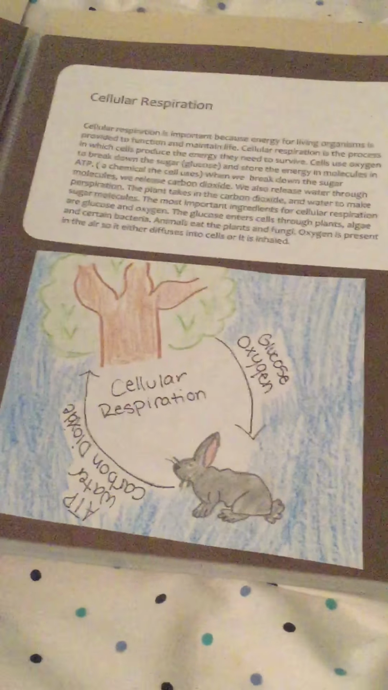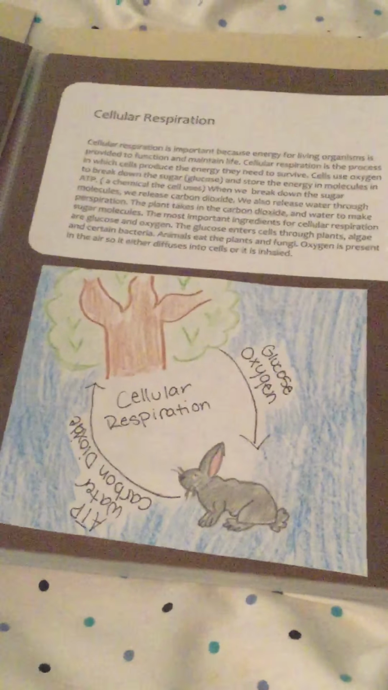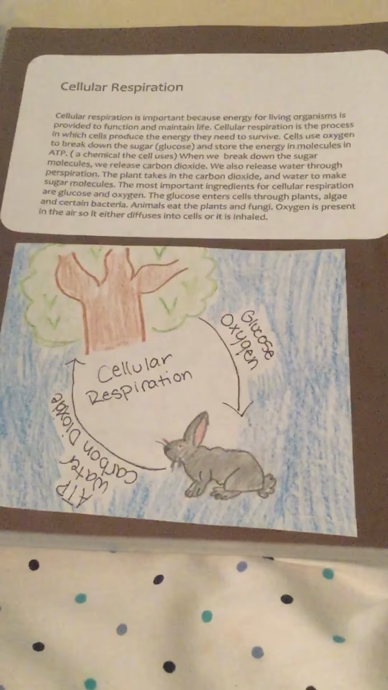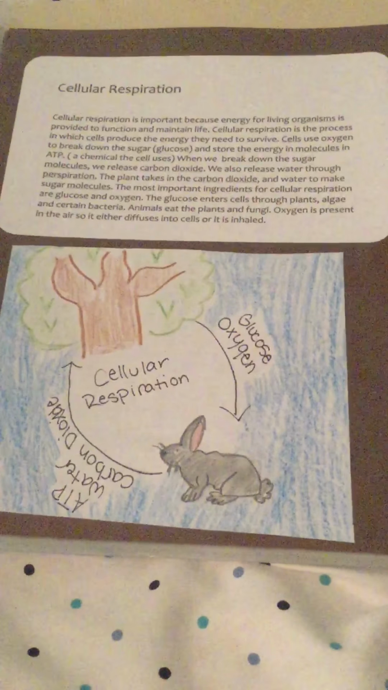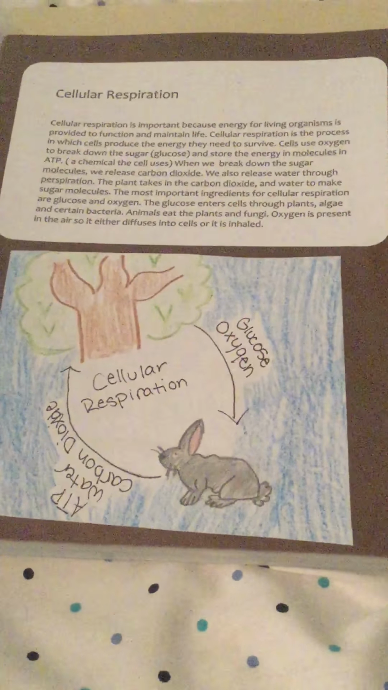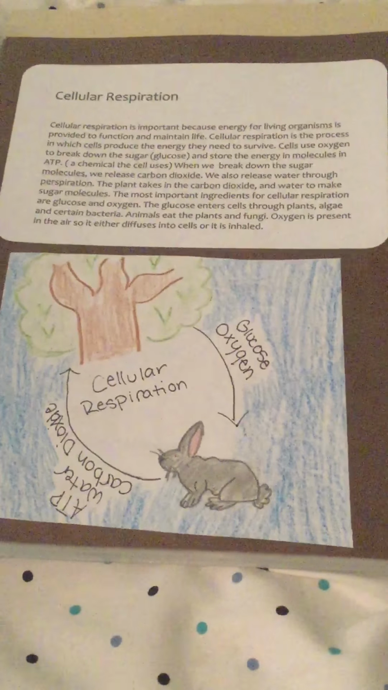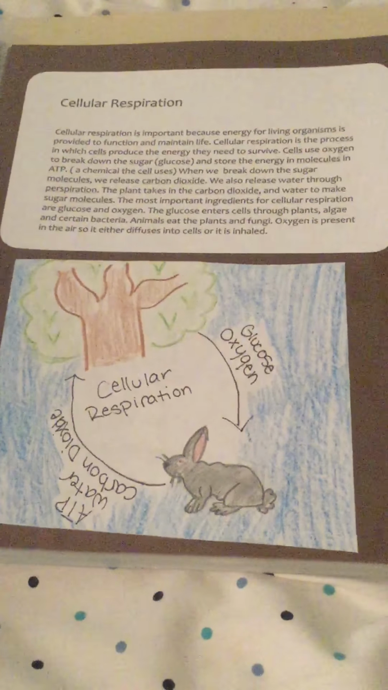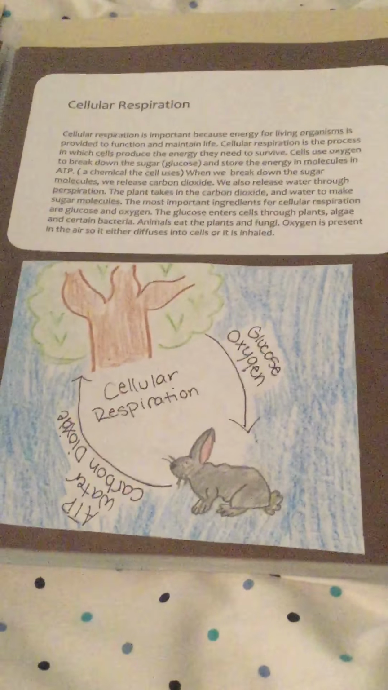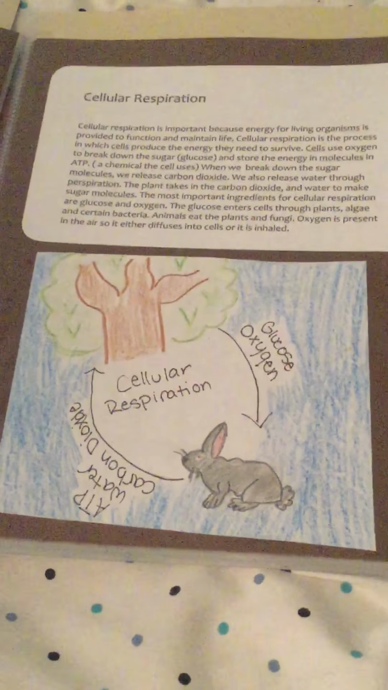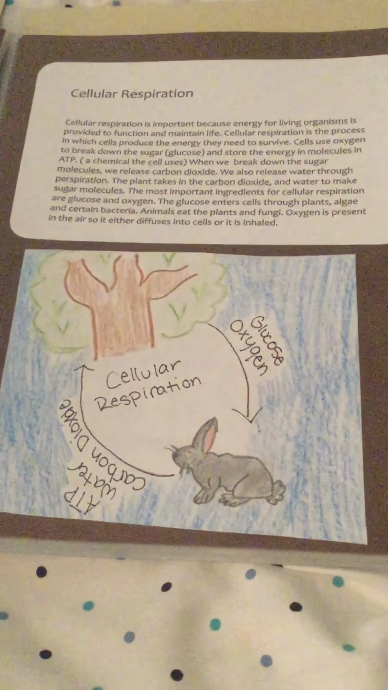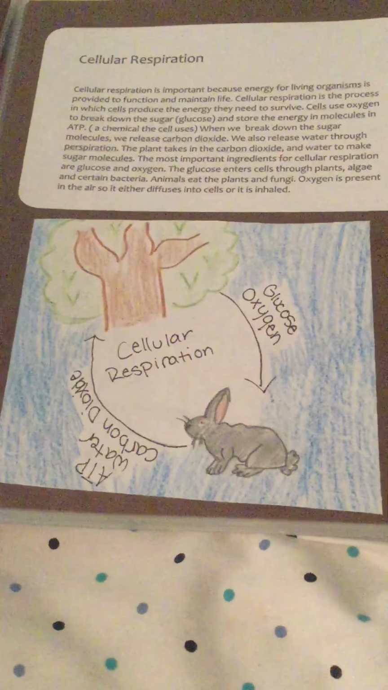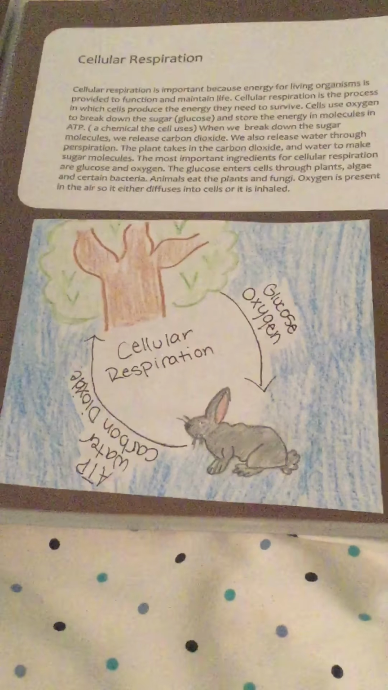Cellular respiration is important because it provides living organisms the energy to function and maintain life. Cellular respiration is the process in which cells produce the energy they need to survive. Cells use oxygen to break down the sugar, glucose, and store the energy in molecules of ATP, a chemical the cell uses. When we break down the sugar molecules, we release carbon dioxide. We also release water through perspiration. The plant takes in the carbon dioxide and water to make sugar molecules.